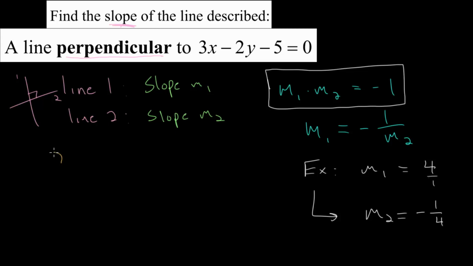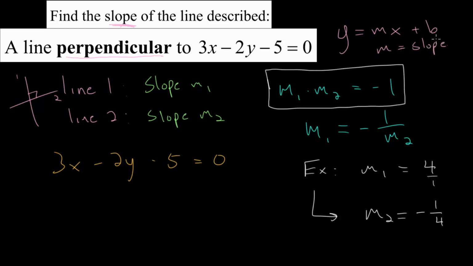So let's start by rewriting this two-variable linear equation. If we solve this equation for y, then we can put this into slope-intercept form, where m, the coefficient on x, is equal to the slope of the line. So we just need to solve this for y, and to do that, we can add the 2y to the other side. We get 3x - 5 = 2y, and we will divide everything by 2, so that we get 3x/2 - 5/2 = y.